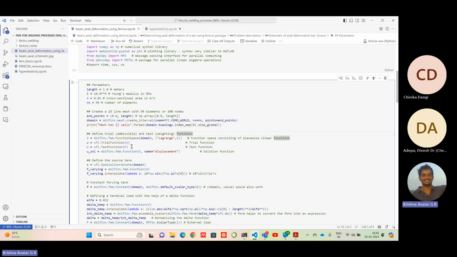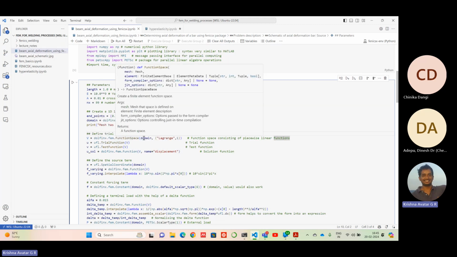So now we come to the fundamental thing here, approaching it from a mathematical perspective. In FEM, we first define what is the function space.